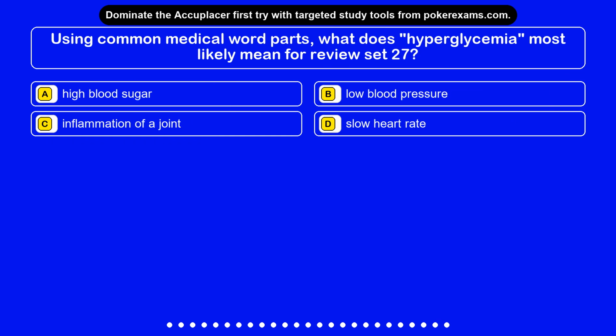Question 23. Using common medical word parts, what does hyperglycemia most likely mean for review set 27? Option A, high blood sugar. Option B, low blood pressure. Option C, inflammation of a joint. Option D, slow heart rate.